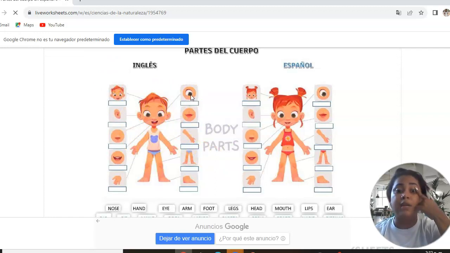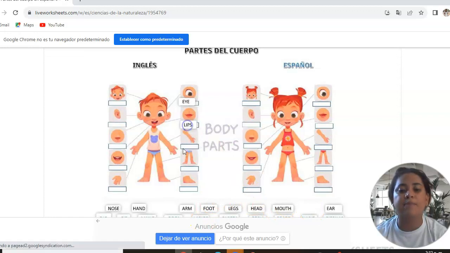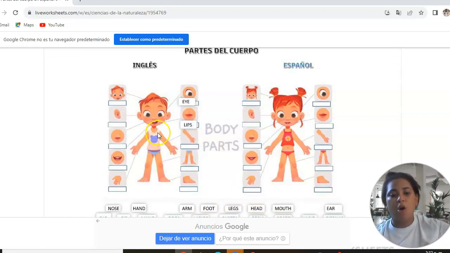What is the name for this? Eyes. Very good. Is one, so we can use eyes, put there. Okay. This one, what is this one? Lip. Very good. We have lips. Okay. This one, complete is what? What part? Arm. Very good. We can put there. And this one are both.